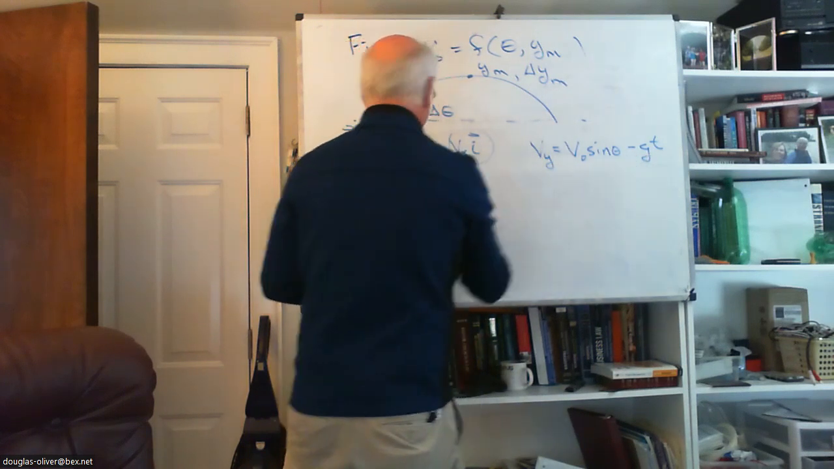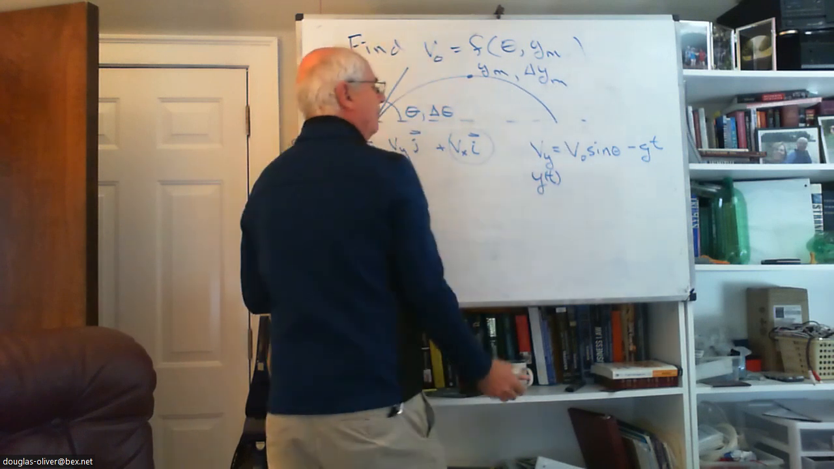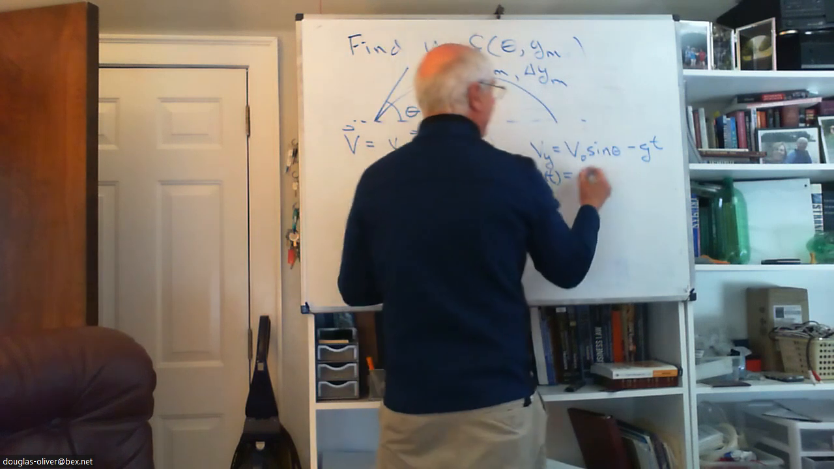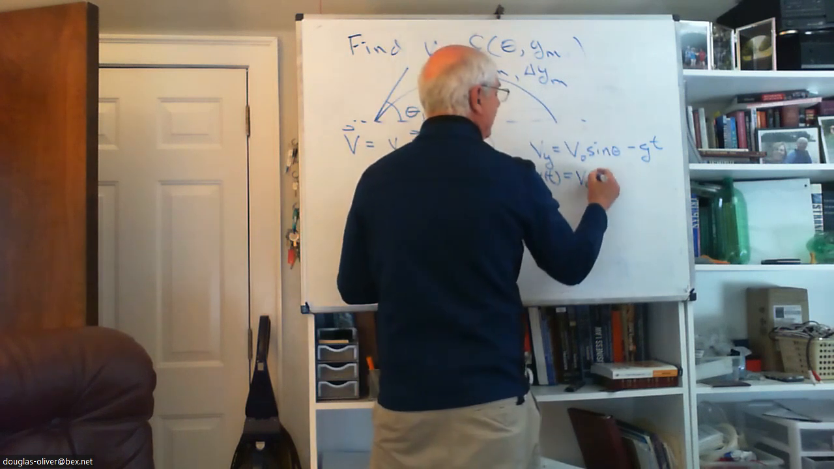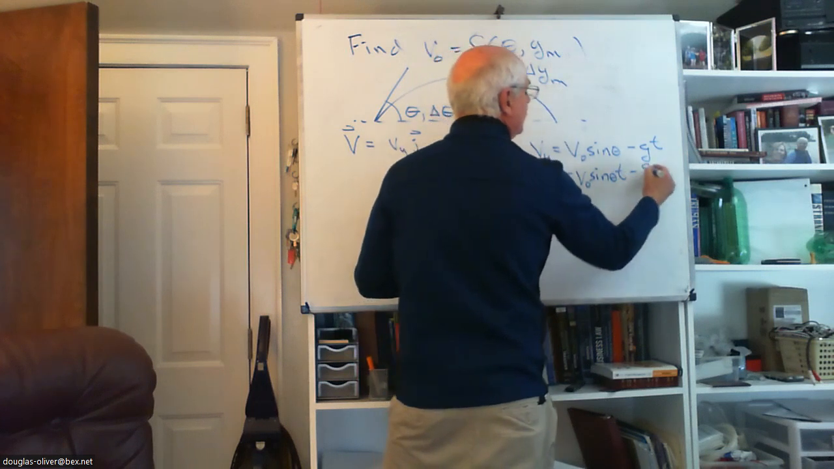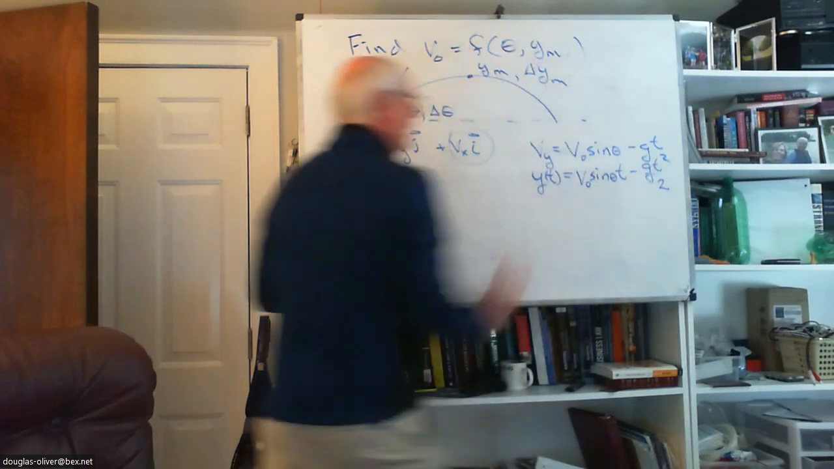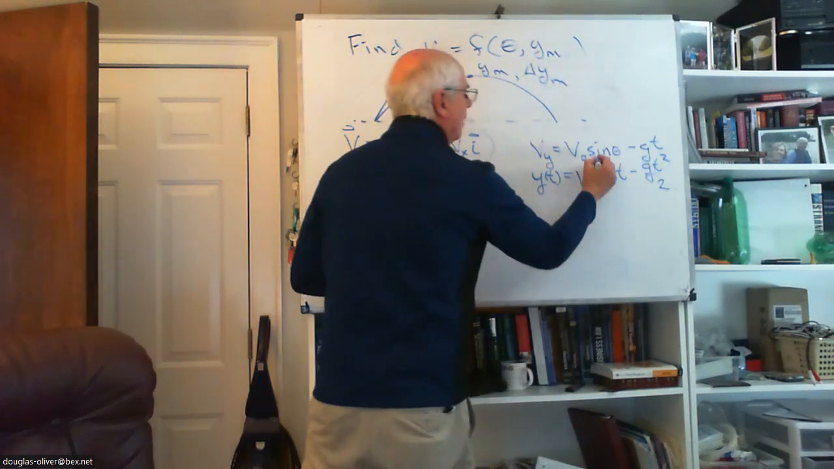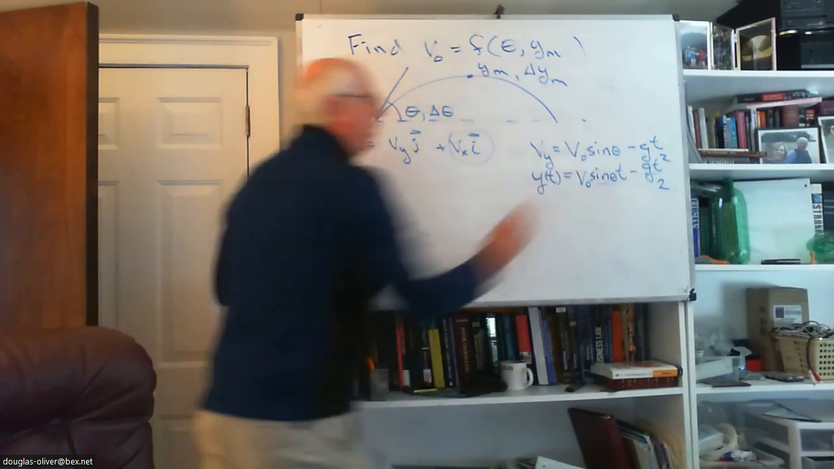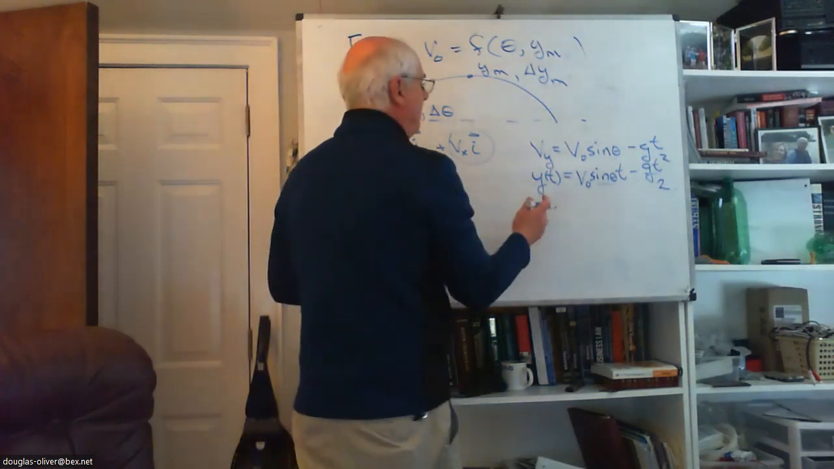Gravitational constant there. So we get y as a function of t, which will be the integral of this. That's going to be v0 sine theta t minus g t squared over 2. You did that in physics. The only thing that's new here is this sine theta, because that's the component of the velocity in the y direction.